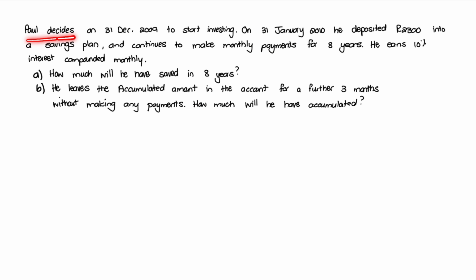So Paul decides on the 31st of December 2009 to start investing. On the 31st of January 2010, he deposited 2,300 Rand into a savings plan and continues to make monthly payments for 8 years. He earns 10% interest compounded monthly. The first question says, how much will you have saved in 8 years?